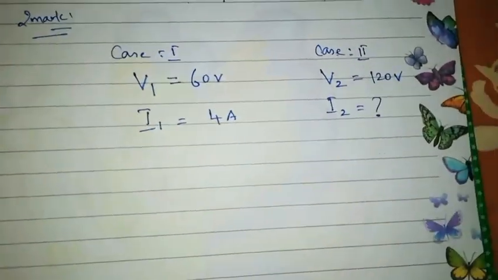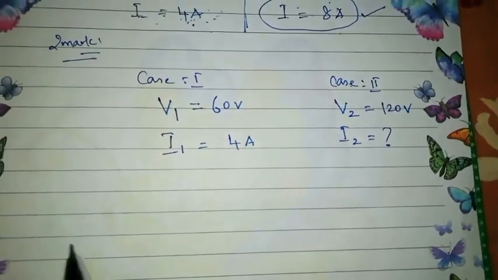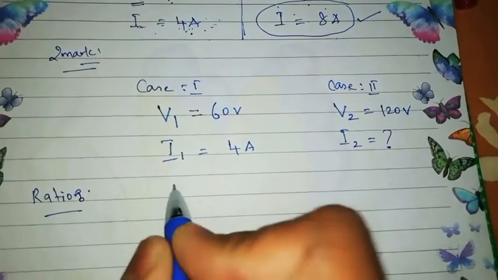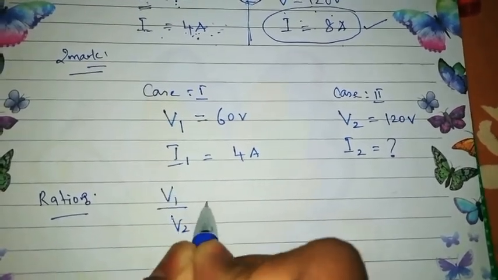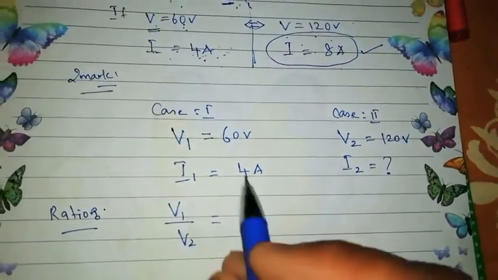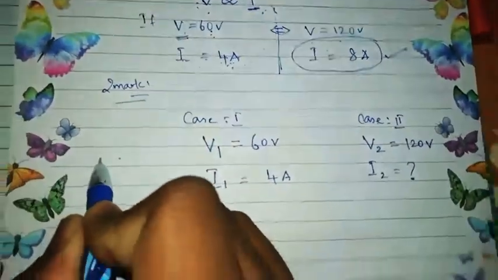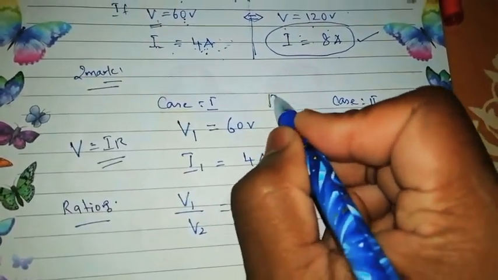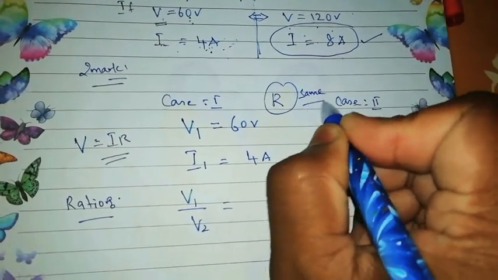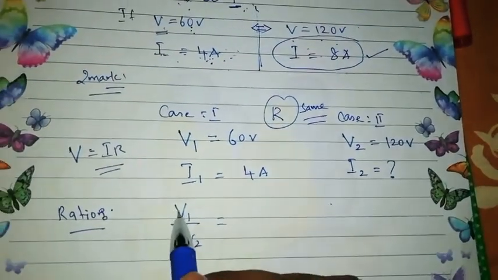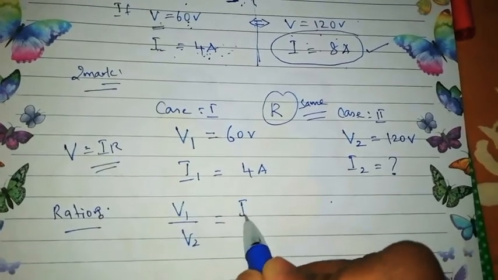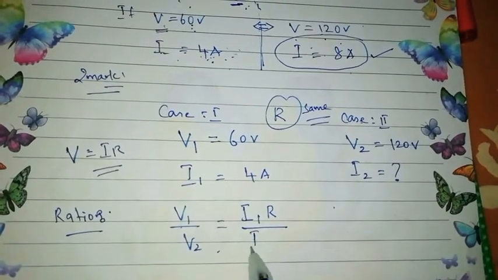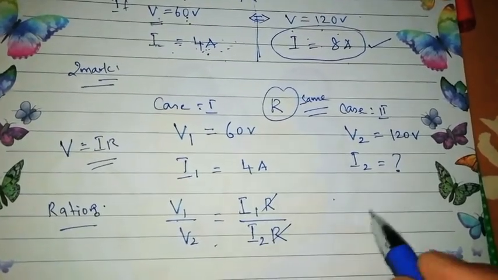If we don't know, then we try to use the ratio. If I take the ratio of these two, V1 by V2, how can I write it here? We know the formula of Ohm's law, V is equal to IR. In both cases, the resistance is going to be the same. So V1 means I1R divided by V2 means I2R. So both R will get cancelled.